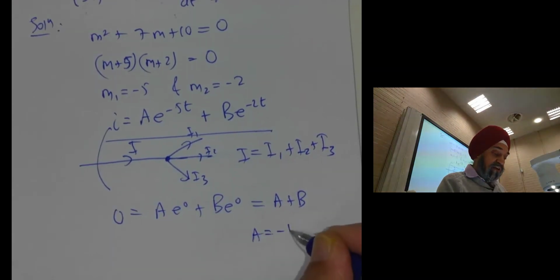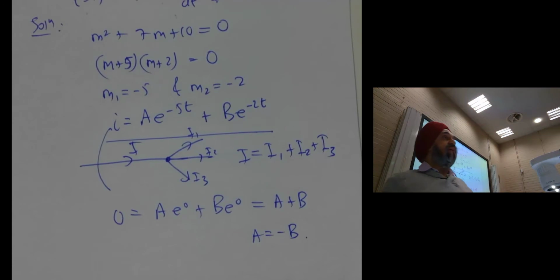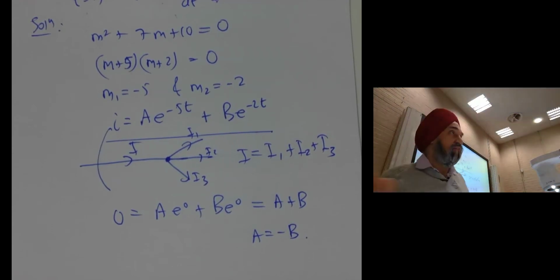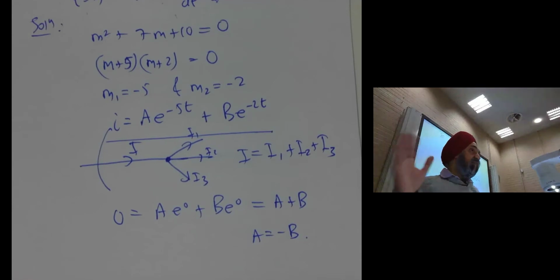A is equal to minus B, isn't it? So we know if A is 1, B is minus 1. If A is minus 1, B is plus 1. If A is 2, B is minus 2. We know they're going to be opposite. One of them is not smaller than the other in magnitude. They're the same, but with a different polarity. We definitely know that now.